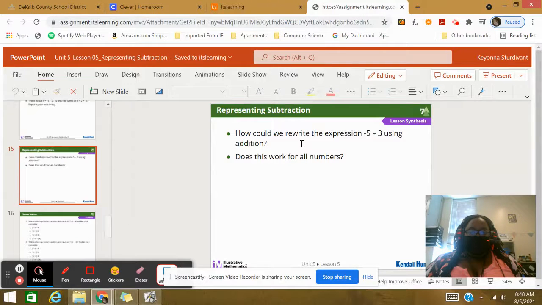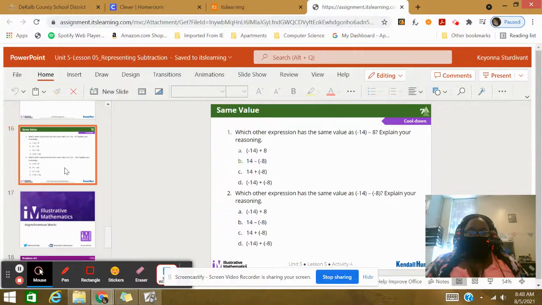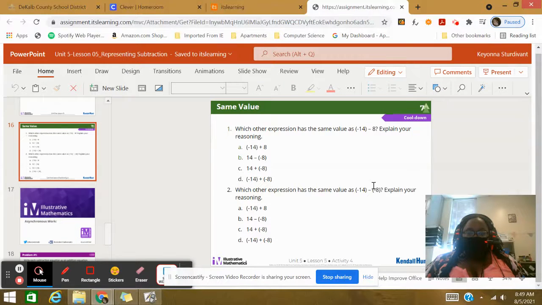Finally, the lesson synthesis. Again, you only have to do this as if you're completing a PowerPoint. They're still asking you to look at addition and subtraction. And then the cool down, it said write which other expression has the same value as negative 14 minus 8. Honestly, my answer would be simplify each of these and figure it out from there. Or if you can look at it and figure it out, you would just select the ones that have the same value. And it's exactly the same thing here. Only difference is we have negative 14 and negative 8.